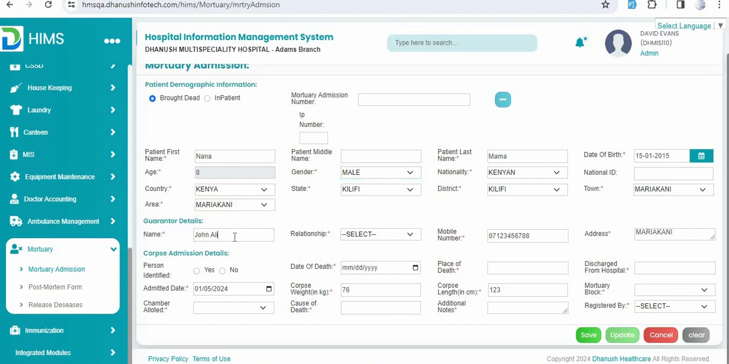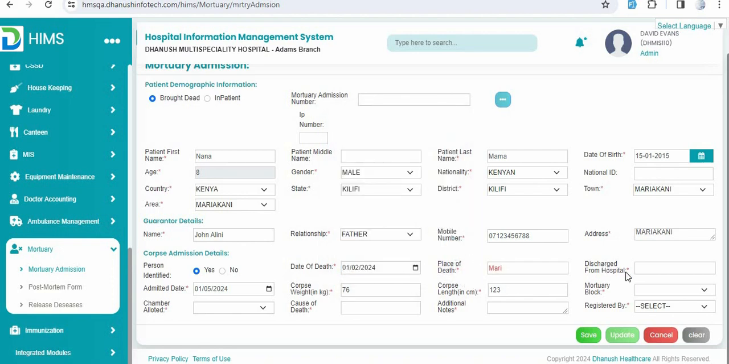They have to fill the guarantor's name, the guarantor's relationship to the deceased, the guarantor's mobile number, and the guarantor's address. The users also have to key in the corpse admission details. They have to indicate whether the person was identified or not. They have to indicate the date of death. They then have to indicate the place of death.